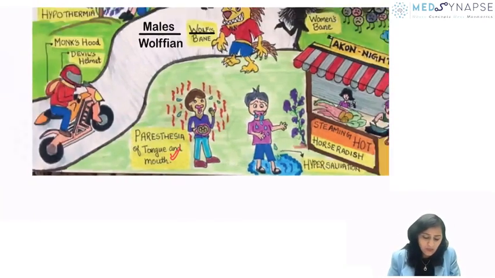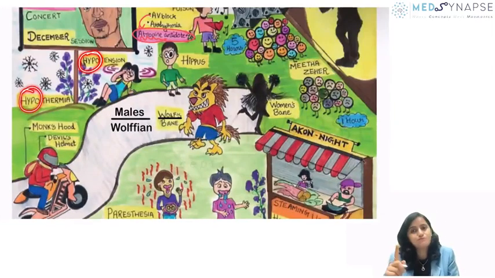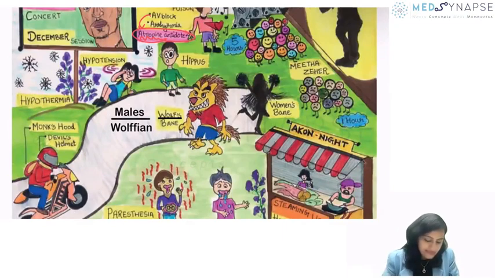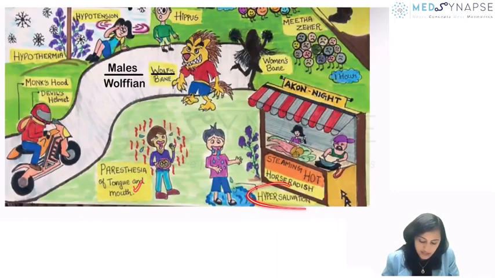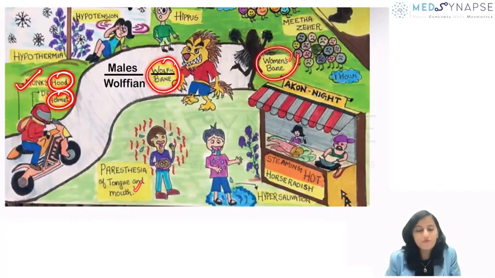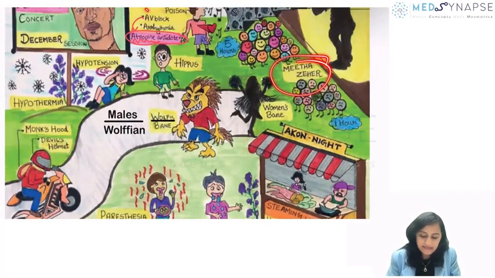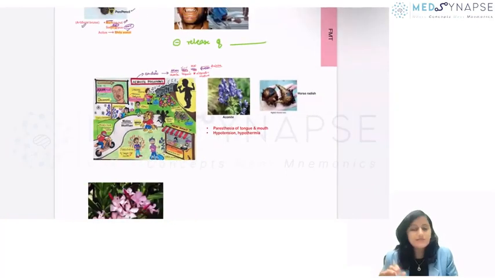Right? So what are the features here? Aconite, there's hypothermia or hyperthermia. Hypo, December month cold. There is hypothermia, hypotension, hypersalivation, paresthesia of tongue and mouth, called as monk's hood, devil's helmet, wolf's bane, women's bane. There is hippus, which is there. It's a meetha zeher. It's a cardiac poison. All these are the points that you need to remember for aconite.